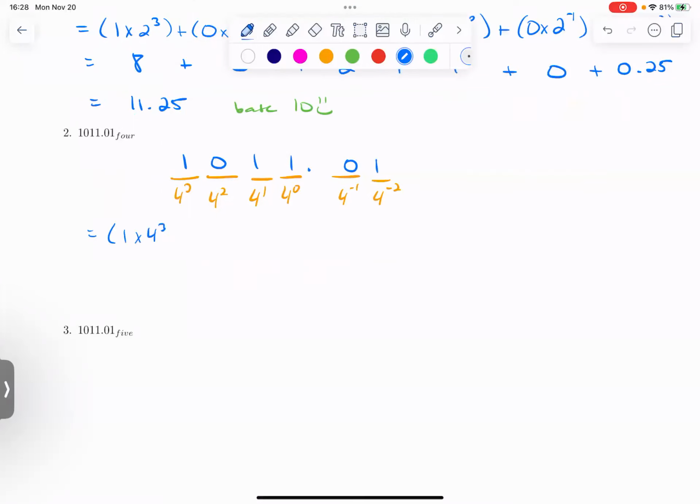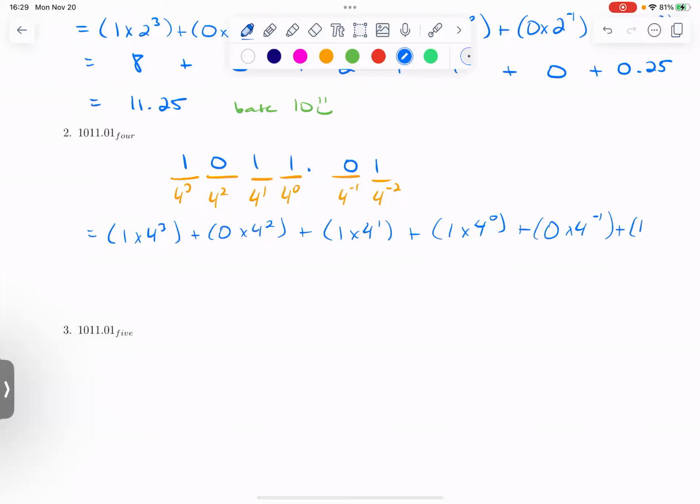One times 4 to the 3, 0 times 4 to the 2, 1 times 4 to the 1, plus 1 times 4 to the 0, plus 0 times 4 to the negative 1, plus 1 times 4 to the negative 2. I don't have it broken down, but I'm confident that you can do it and find that hopefully it's 69.0625 because I just copied it down. I don't want to write that out.